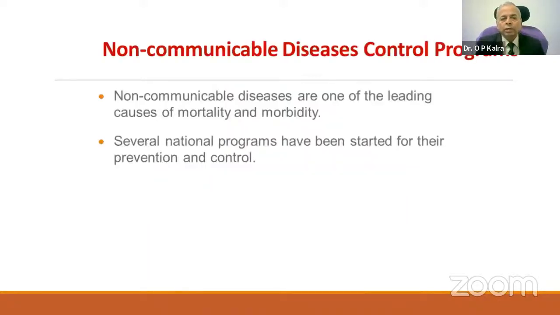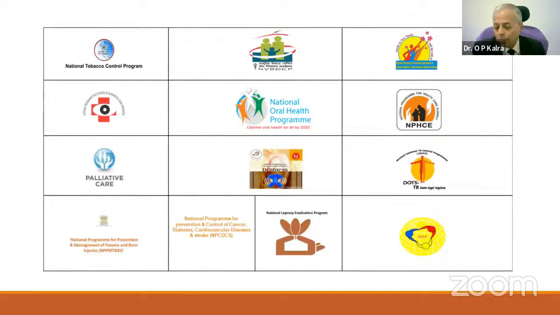Now, as far as non-communicable diseases are concerned, this is a very important area, because various national programs are running in the country. As you can see from this, we have National Tobacco Control Program, Palliative Care Program, Oral Health Program, and Tuberculosis Control Program, and also for various non-communicable diseases, there are programs for cancer, diabetes, cardiovascular disease. All these national programs are there, and the budget for these programs comes through the National Health Mission.